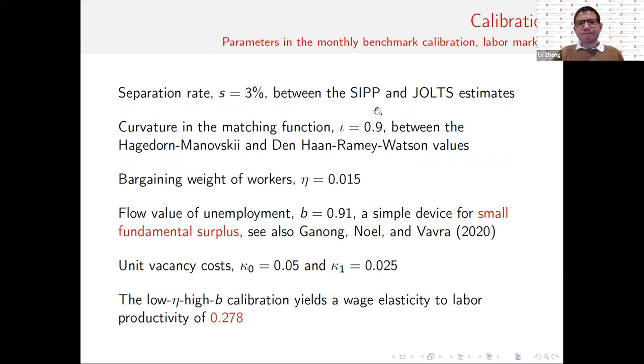SIPP, survey of income and program participation, roughly speaking. Mark Bils and co-authors have a paper, 2011 AEJ Macro. They estimate the separation rate in the SIPP data set to be about 2%. And Mark's argument is that in the SIPP data set, separations that go from job to job are excluded.